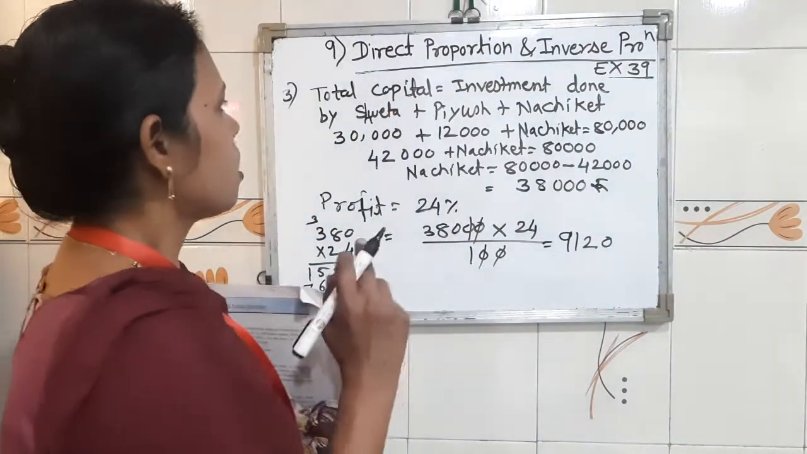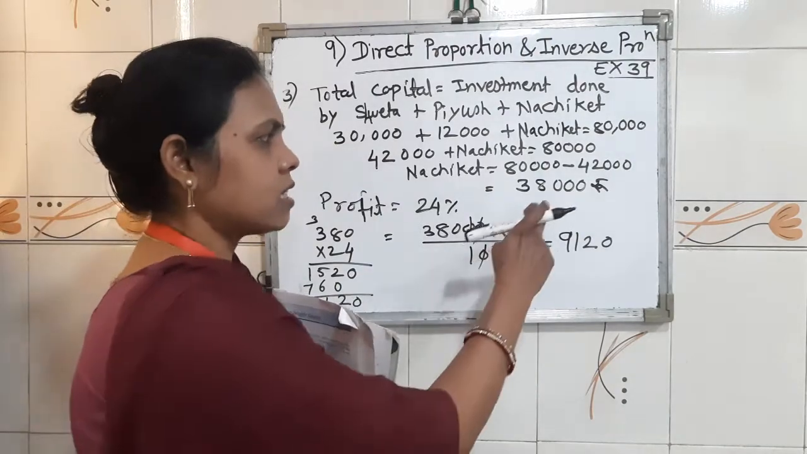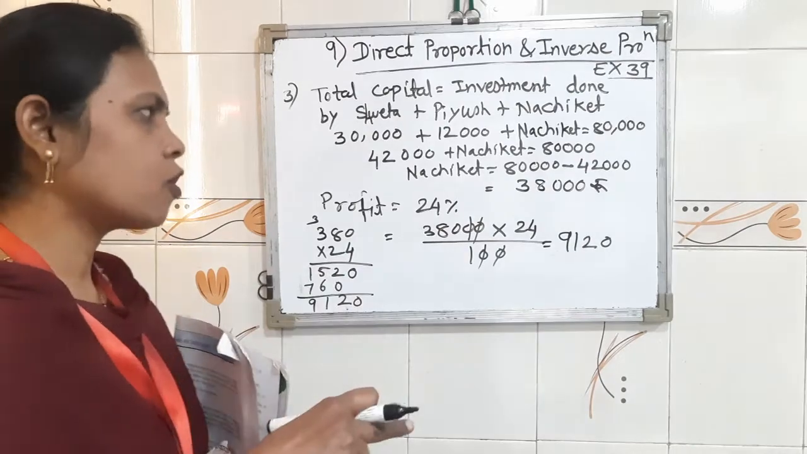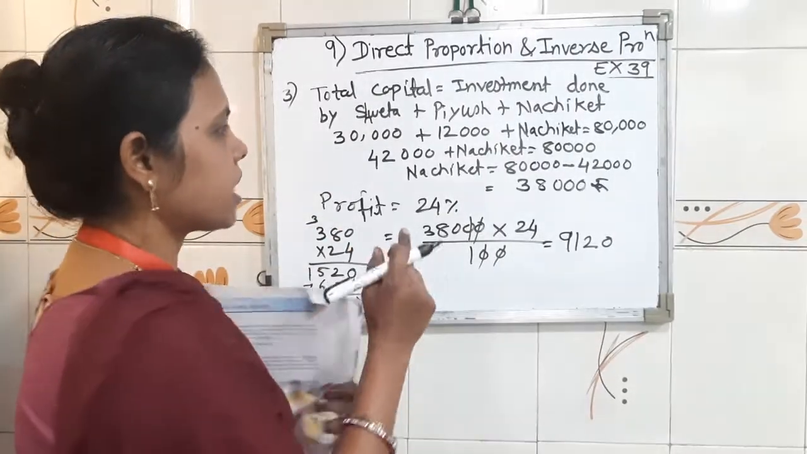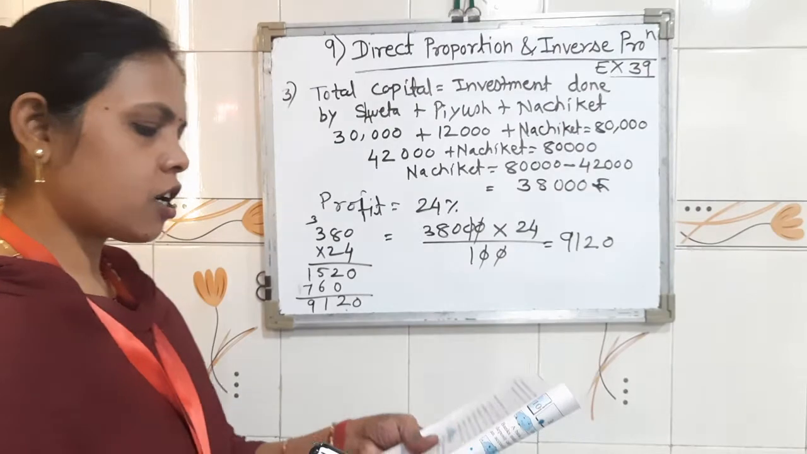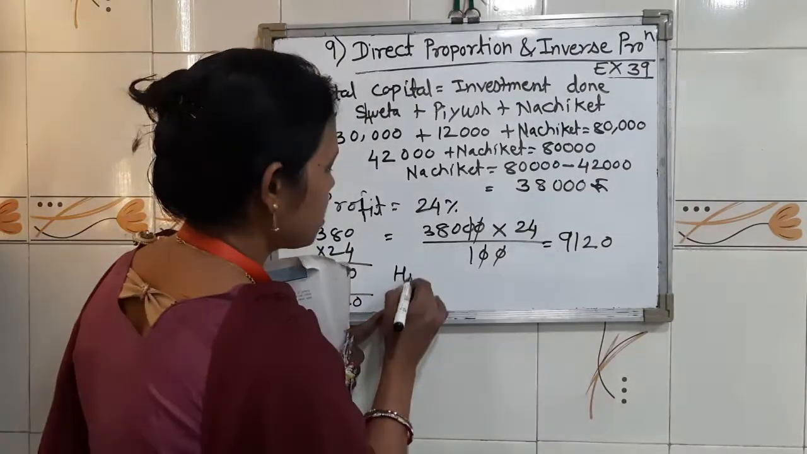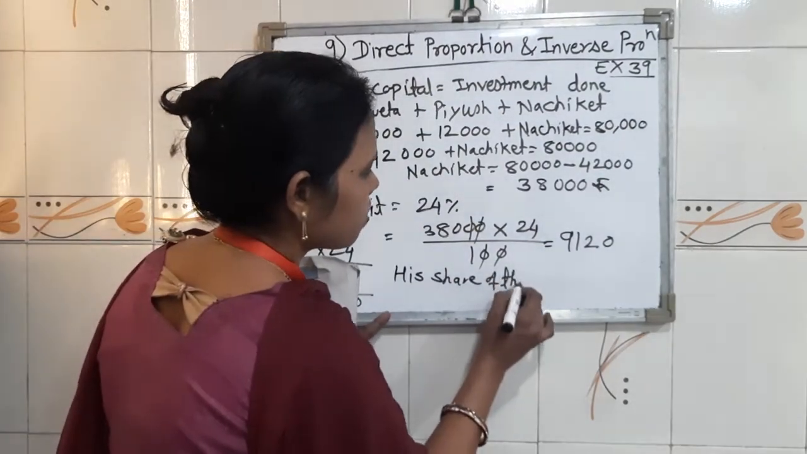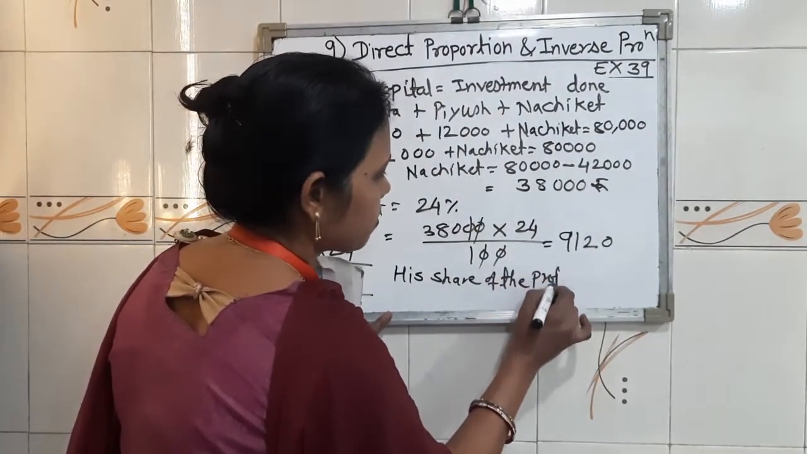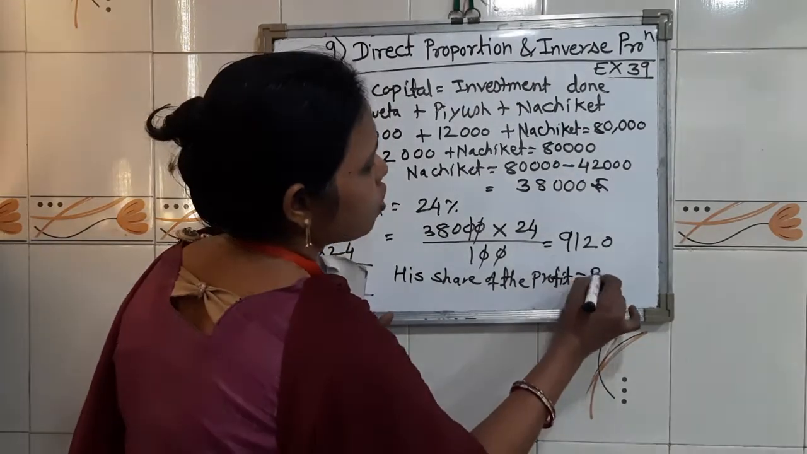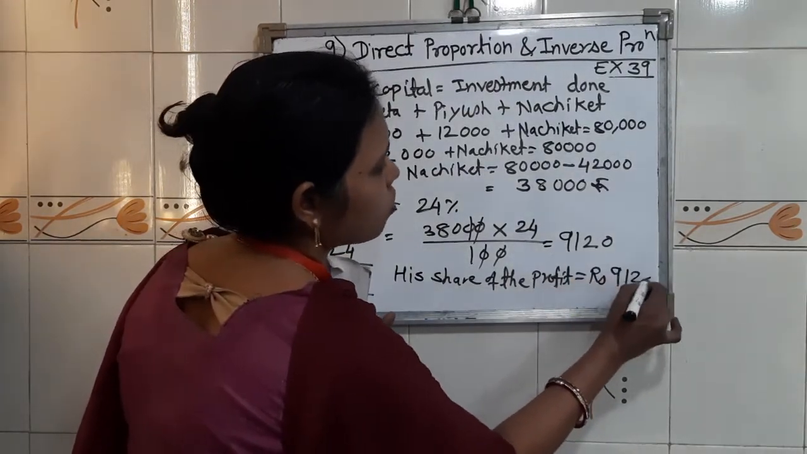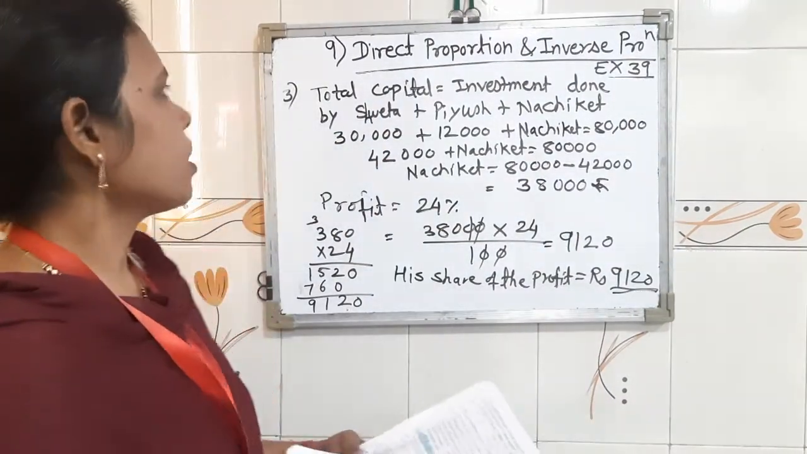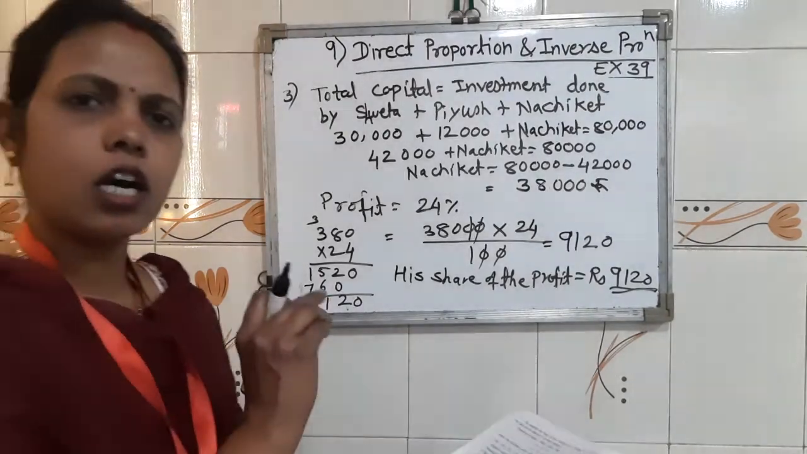So children, Nachiket's investment is 38,000 and profit got 24%. Therefore for Nachiket, his share of the profit is, write down his share of the profit equal to rupees 9120. So children, I hope whatever we had completed you all understood.